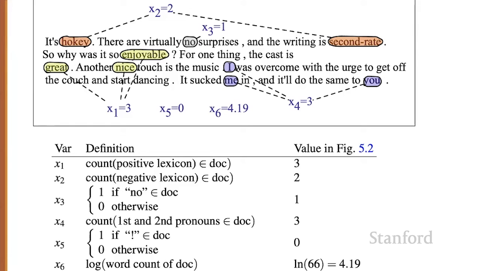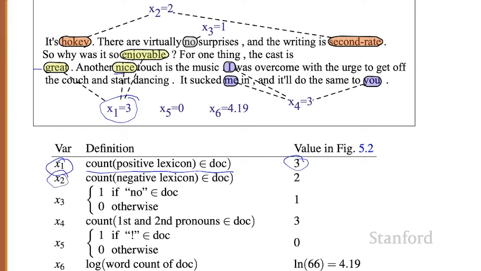Let's assume each review is an observation, and we're going to represent each of these observations by the following 6 features. So feature X1 is the count of words in some positive lexicon in the document. What is the value of that feature in our example? Well, let's suppose that the words enjoyable, great, and nice are all in our positive lexicon. So the value of X1 is 3. There are 3 positive words in this review.